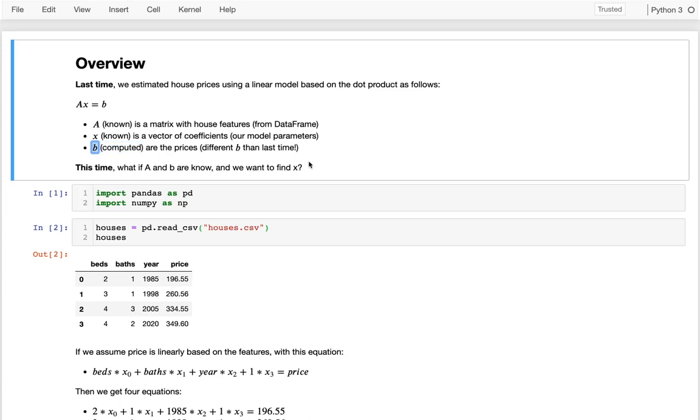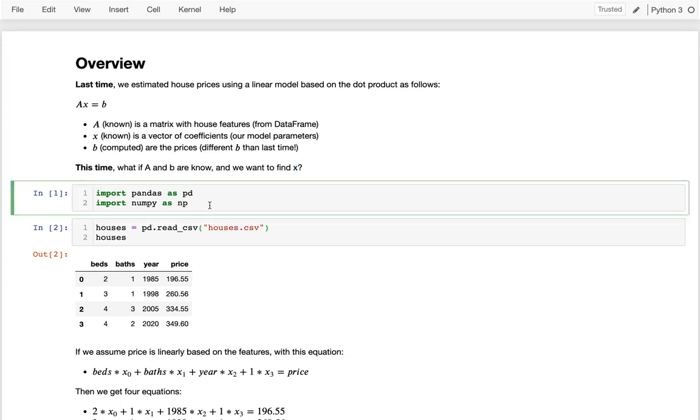Last time I actually used B to represent something else, so don't get confused by that. B are these prices that we were estimating based on the data A and the coefficients X. Okay, this time we're going to do something different. We're going to say that we know what A is, so we know all these features of the houses. And let's say B is no longer an estimate, but it's the actual prices that are known. How can we infer what X should be? How can we solve for X in this equation?